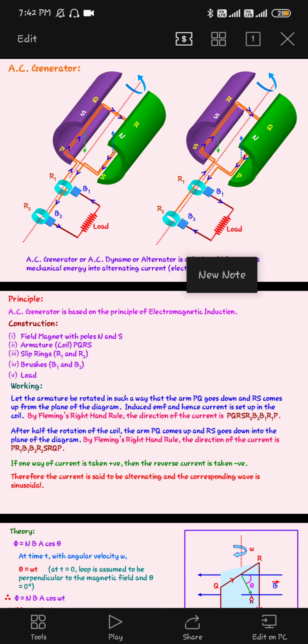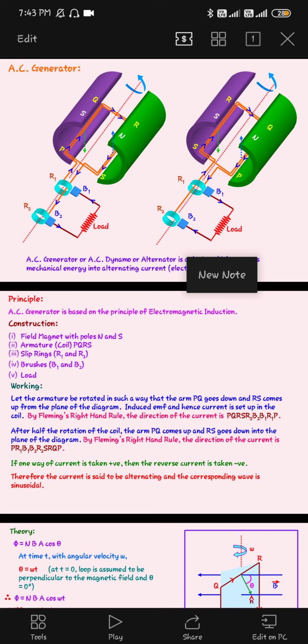The second component is the armature. This is the rectangular coil PQRS. It is also known as the rotor coil. The third component is slip rings, that is R1 and R2. They are made up of copper. The fourth component is the brushes B1 and B2. They are made up of carbon, specially graphite. And the fifth component is the load resistance across which the induced EMF or induced current is taken out.